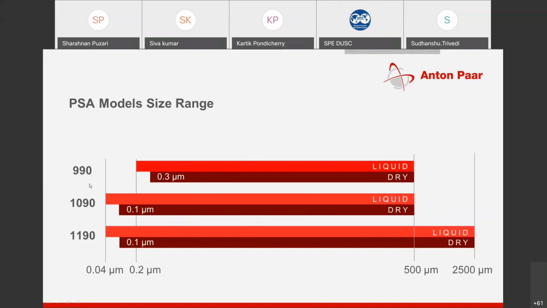We have 3 models where we can go from 200 nanometer to 500 microns. Then we can go down to 40 nanometers to 500, and the highest version we can go from 40 nanometer to 2500 microns. So 2500 micron is actually a very big particle. You can say 2.5 mm, which is visible by naked eyes. There is no use of having such high-range instruments for the analysis of such big particles. Basically, these systems are designed for particles below 1000 microns.